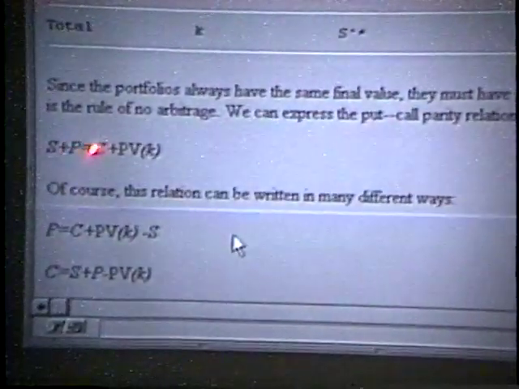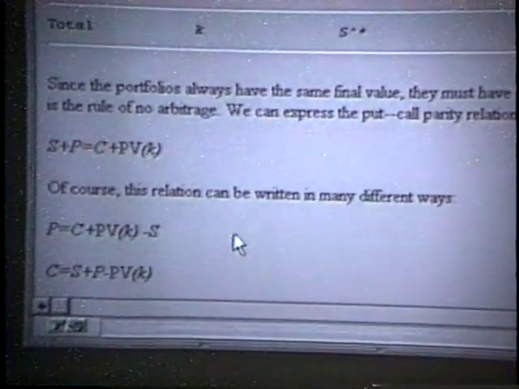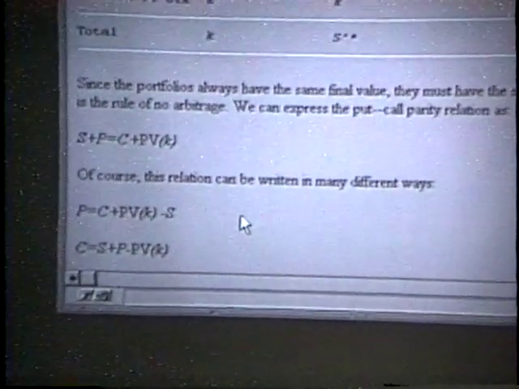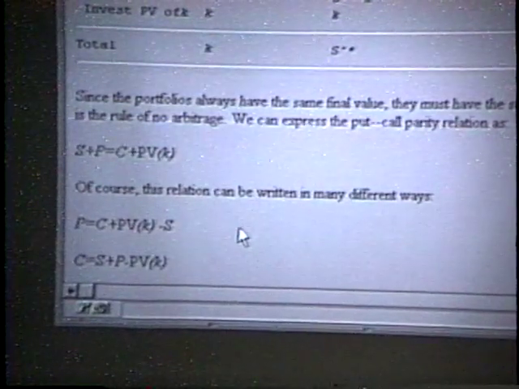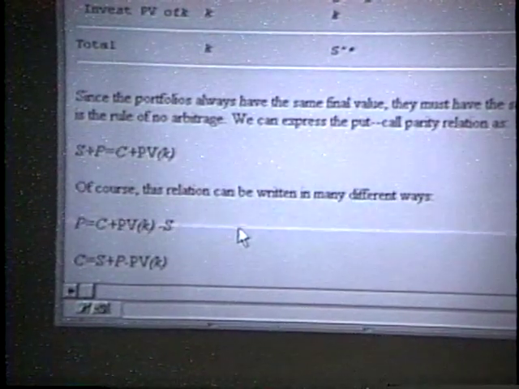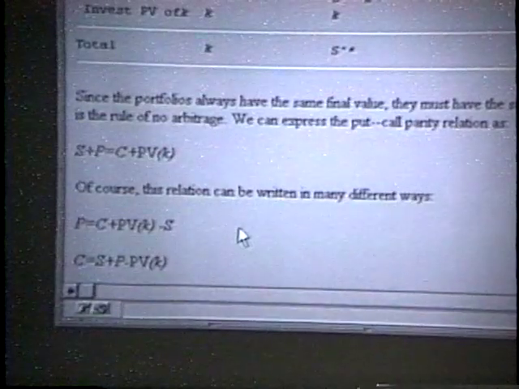And this is the formula for put-call parity. The stock price today plus the put must equal the call price today plus the present value of the exercise price. This must hold, or there's going to be an arbitrage opportunity.